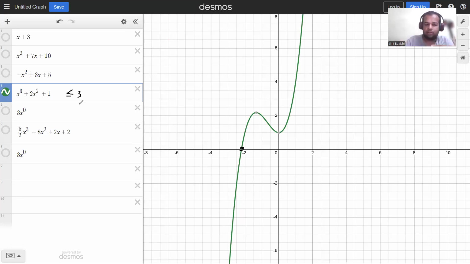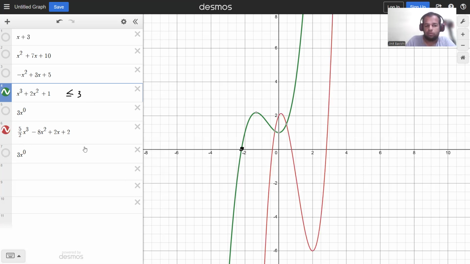Less than or equal to 3. This is a simpler way of remembering it. As the polynomial's power is 3, the degree is 3. So the number of zeros it can have is at most 3. That's the rule, no matter what your coefficient is. Is it just x cube, or is it 5 by 2 x cube minus 8x squared plus 2? It doesn't matter what kind of polynomial.